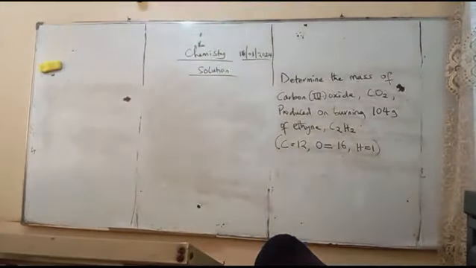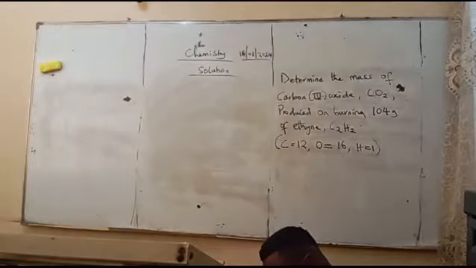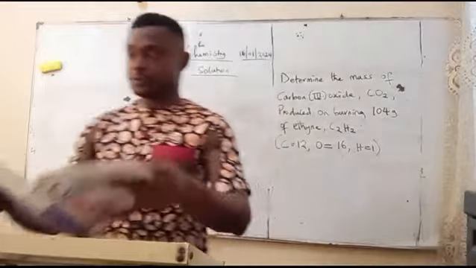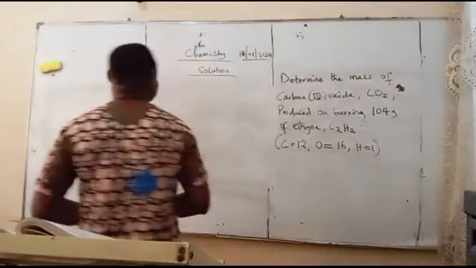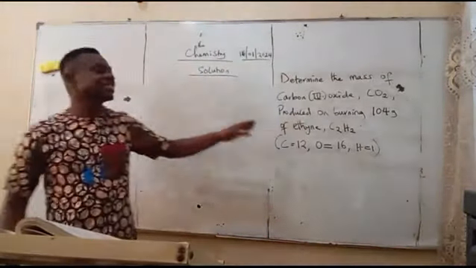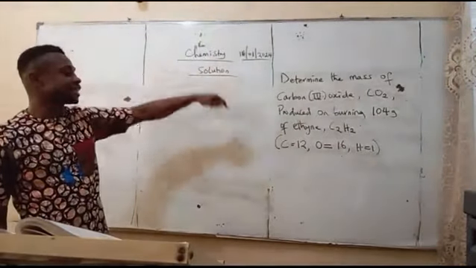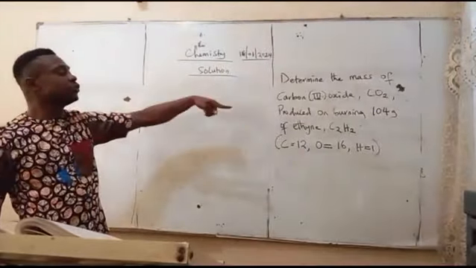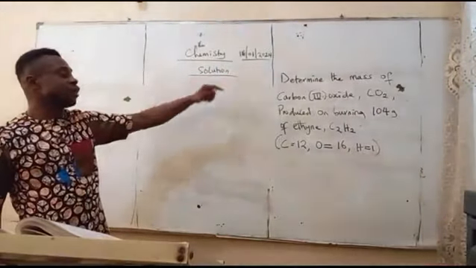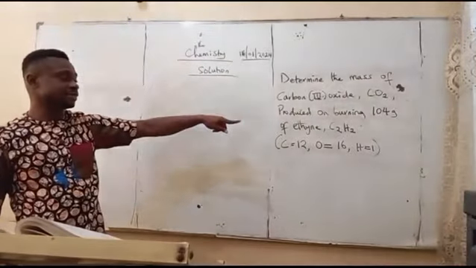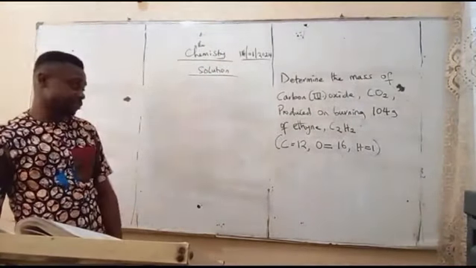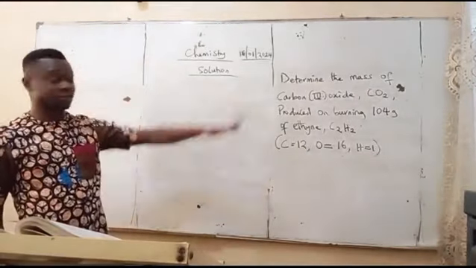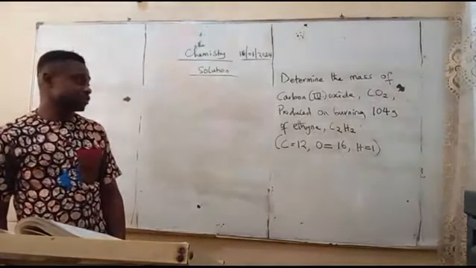Are you done? Yes. And you kept quiet. I said you should let me know. Alright, so now let's look at the question. The question says, determine the mass of carbon dioxide produced on burning 104 gram of ethane. This is the formula for ethane, and these are the relative atomic masses of the component elements of the compounds.